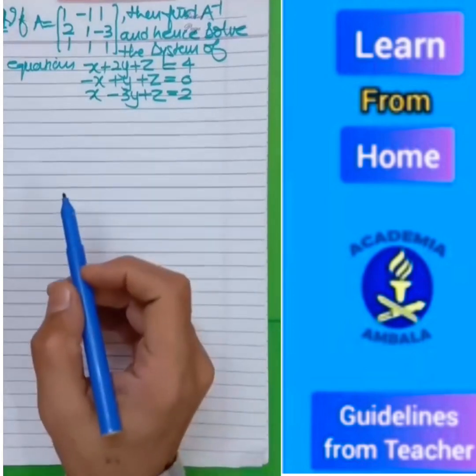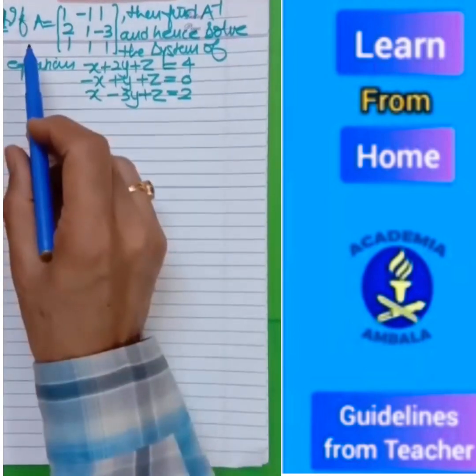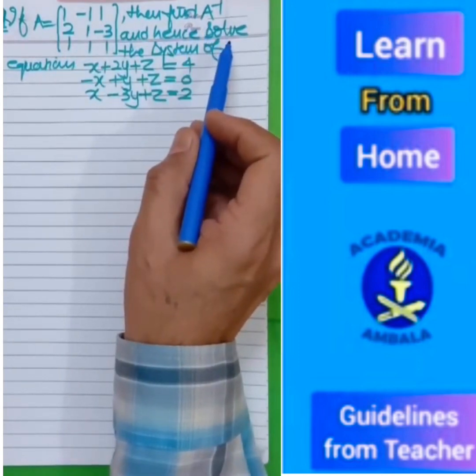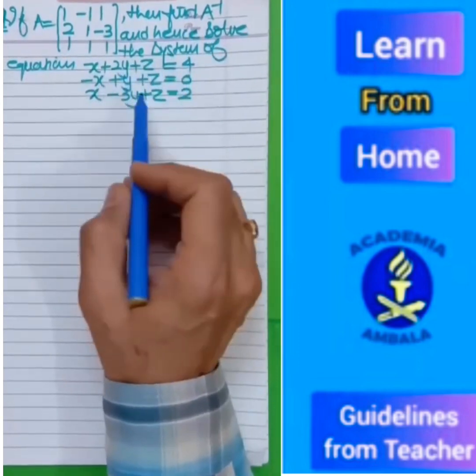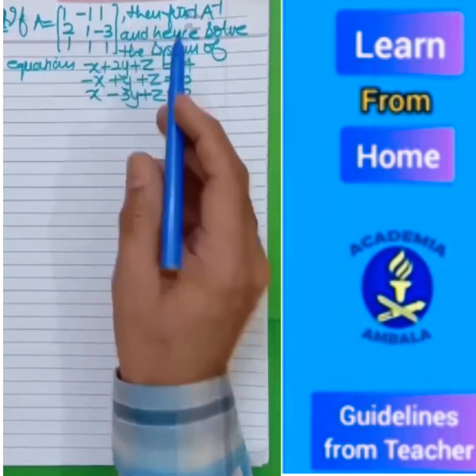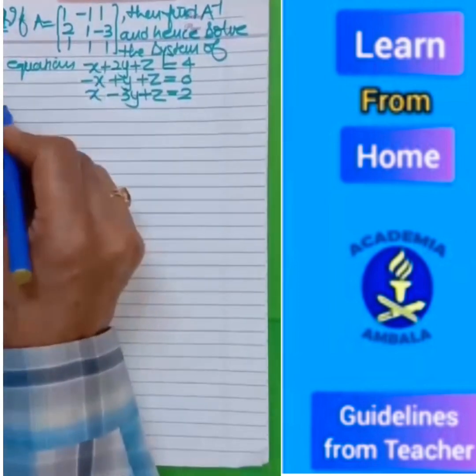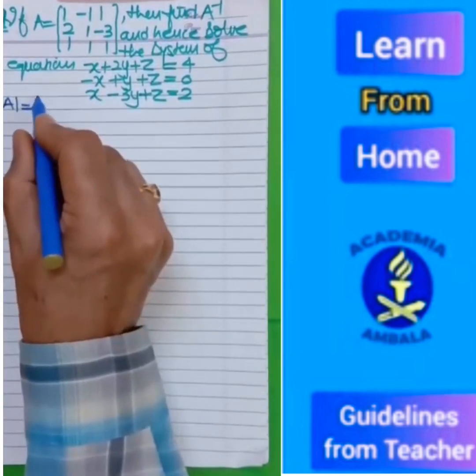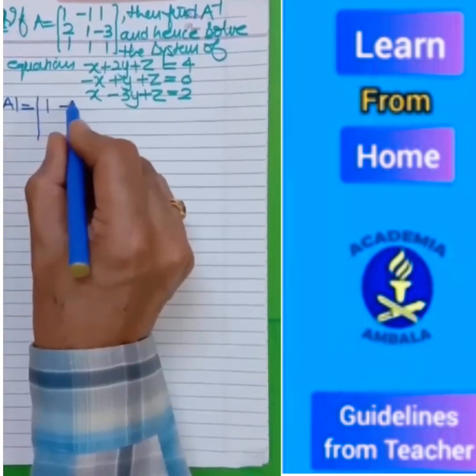Now children, come to another problem. In this problem we have to find A inverse and hence solve the system of equations. Hence means you have to use this inverse for calculating the system. Now to find the inverse, first of all we have to find the determinant of this matrix A.